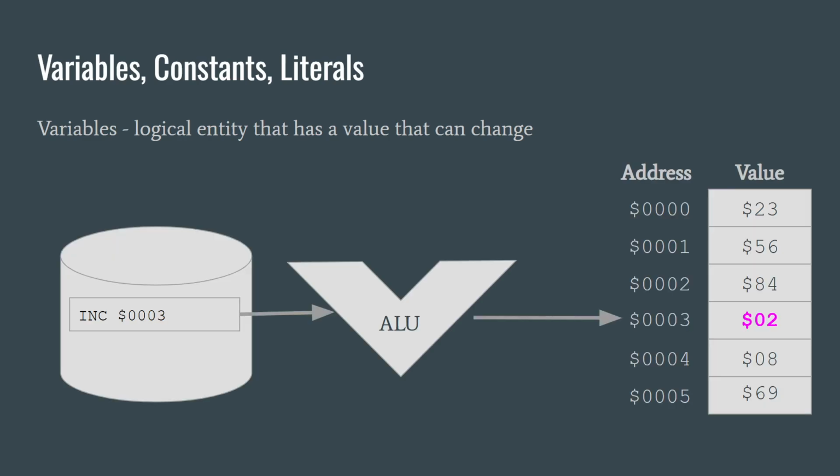So if we go back to that prior example where the ALU was incrementing an address in RAM, this RAM address over here, the 0003 address, is likely a variable. Maybe it's the number of lives a player has. And so this address in RAM is a variable that represents the player life count. And they got a 1-up or whatever. And so the game is telling it to increment the number of lives. And so this is our variable here.